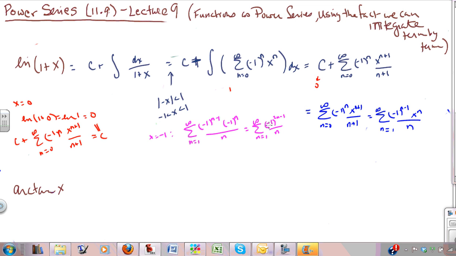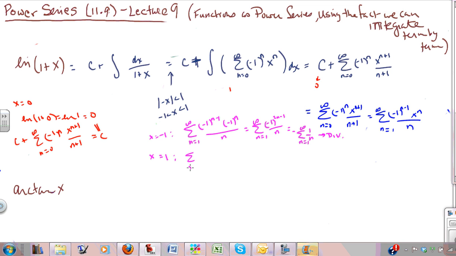Negative 1 to the 2n minus 1 is just negative 1, so that's just negative the sum from n equals 1 to infinity of 1 over n, which is just what? Well, that's the harmonic series, that diverges. So that diverges. Let's try the other one, x equals 1.